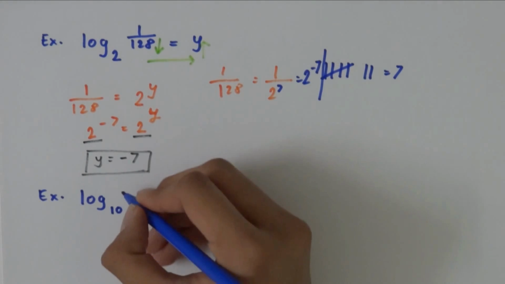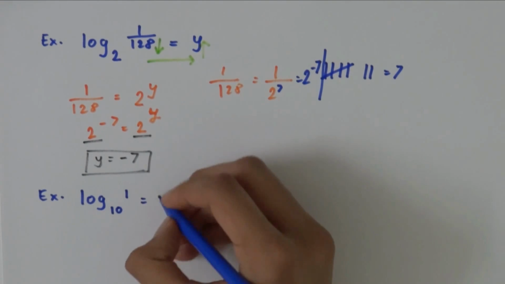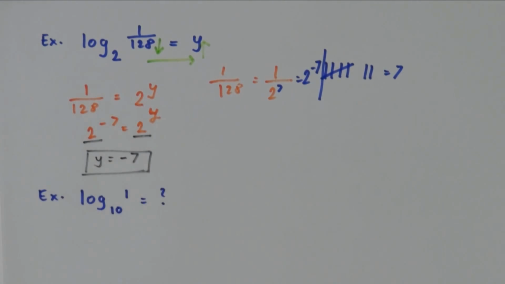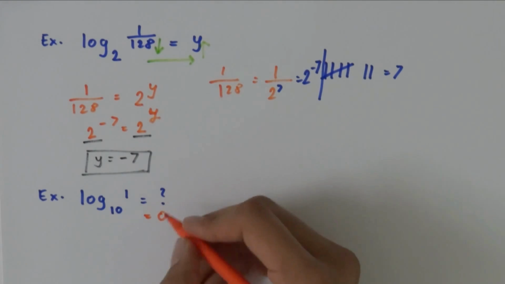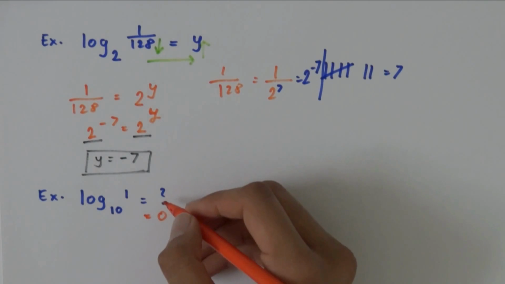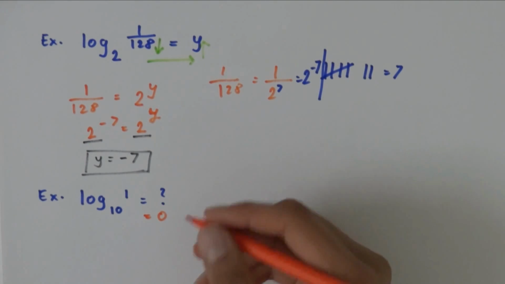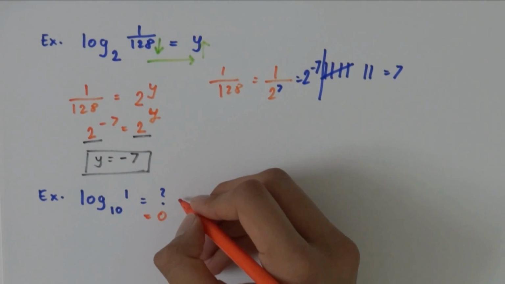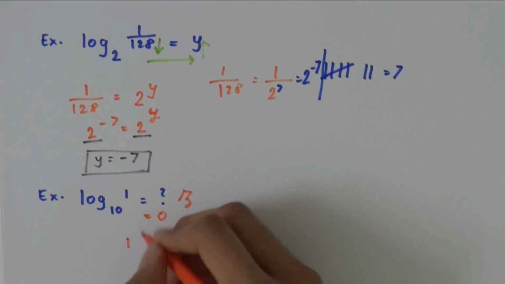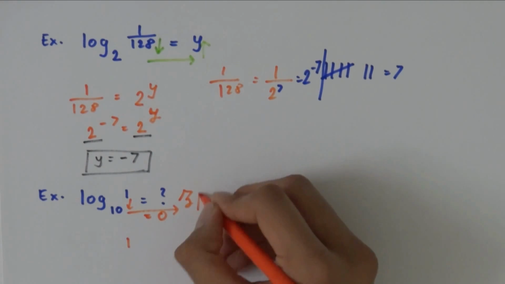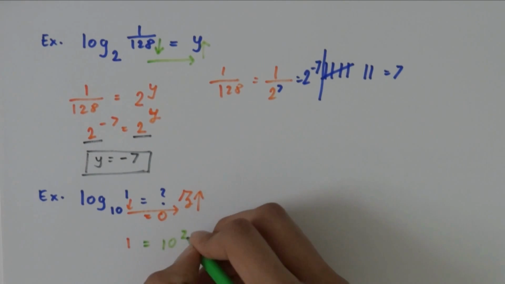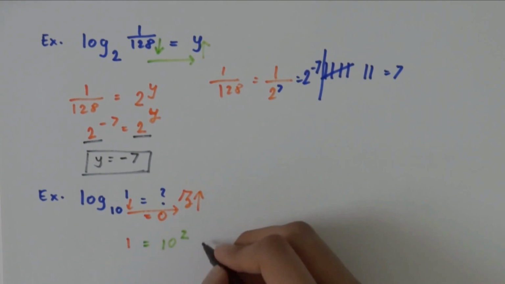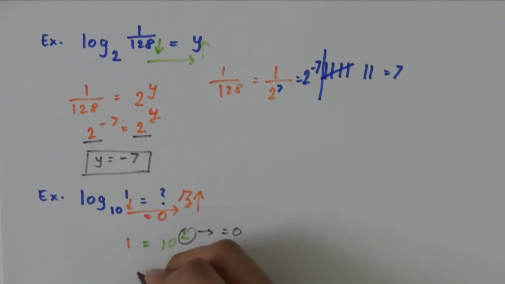Log base 10 of 1 is equal to what? So it's always equal to 0, because any number raised to 0 always gives 1. So if it had been, let's say, z, then 1, this goes this side and pushes this up. So 1 is equal to 10 to the power z. So if we put z as equal to 0, then we get 10 to the power 0 is equal to 1.